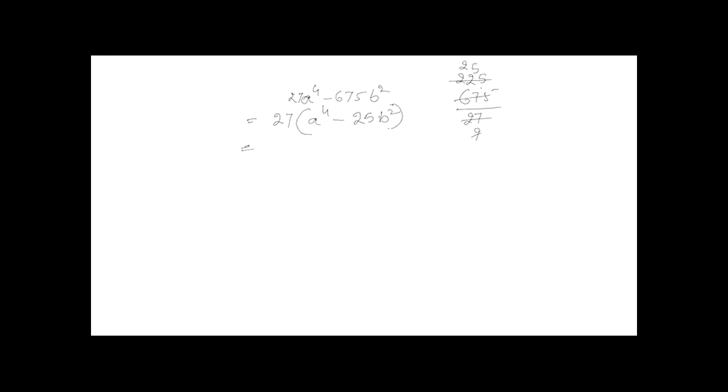Now you can apply a squared minus b squared. What is a squared minus b squared? (a plus b)(a minus b). So 27 (a squared) whole square minus (5b) whole square. So 27 (a squared plus 5b)(a squared minus 5b). Correct. a squared plus 5b and a squared minus 5b.